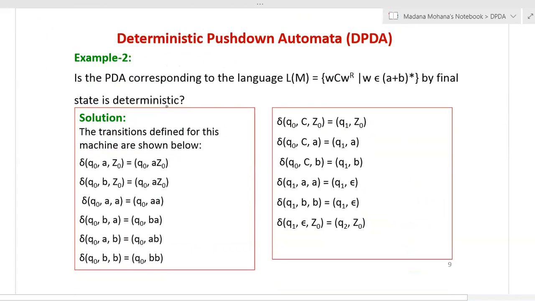So actually, in the design of PDA, we have discussed two problems till now. The first one is the previous example, L equal to a power n, b power n, such that n greater than or equal to 1. This problem we discussed in the previous presentation. Then another problem we discussed, L equal to W such that W belongs to (a plus b) whole closure and the number of a's in string W equal to the number of b's in string W. This problem we also covered.